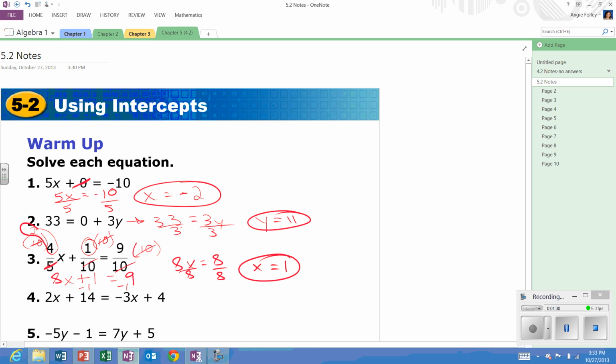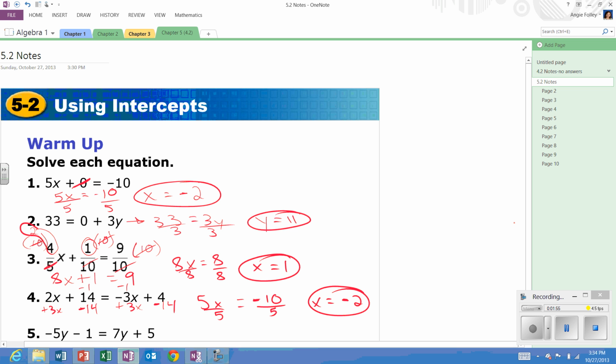For this next one, we're going to combine like terms, so I'm going to move this 3x over to this side, and I'm going to do 2 steps in one here. I'm going to move this 14 over to the other side. So on the left side, I'm going to be left with 5x, and on the right side, I'm going to have a negative 14 plus a 4, which becomes negative 10. Divide both sides by 5, and x is equal to negative 2.